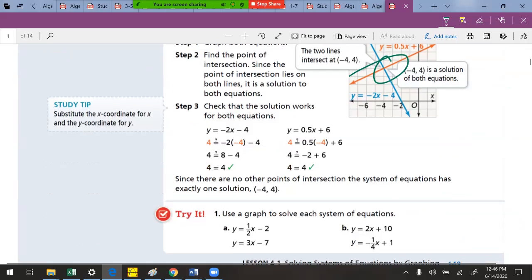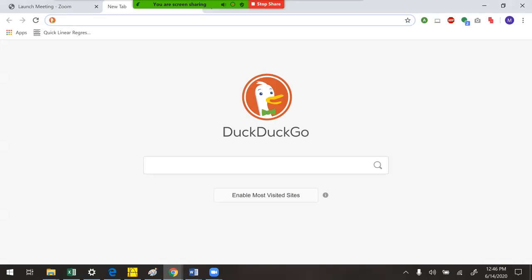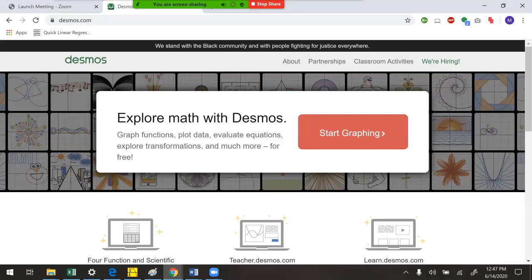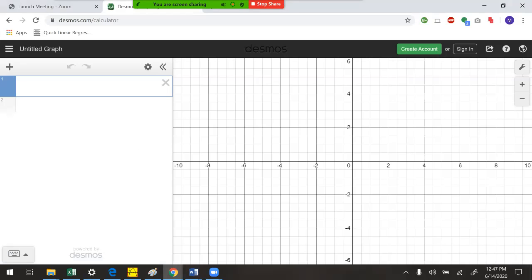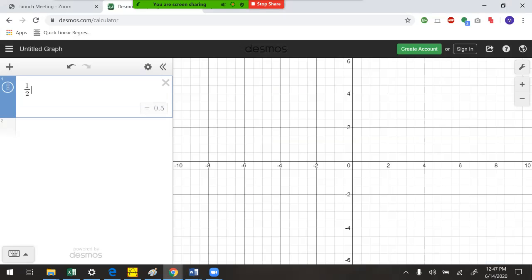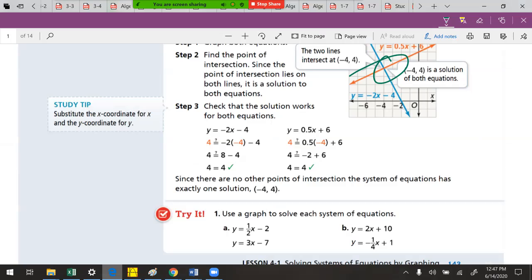Guess what you can use? You can use good old Desmos to get this done. So you can find out easily where they intersect. I'll even be nice and let you guys use Desmos just as long as you know how to do it. Okay? So let's take a look here. 1/2 x minus 2, okay? There we go. And then 3x minus 7. Voila. Boom. 2, -1. There's your answer. It's that simple.